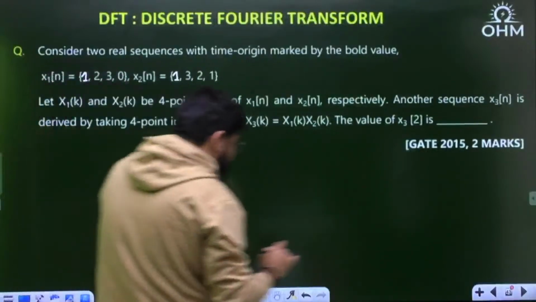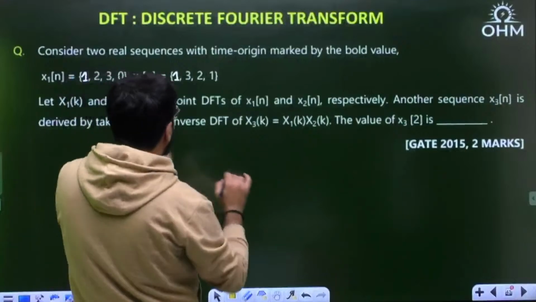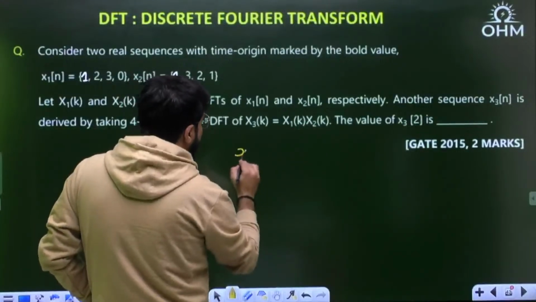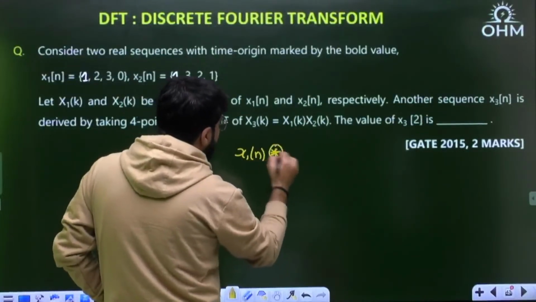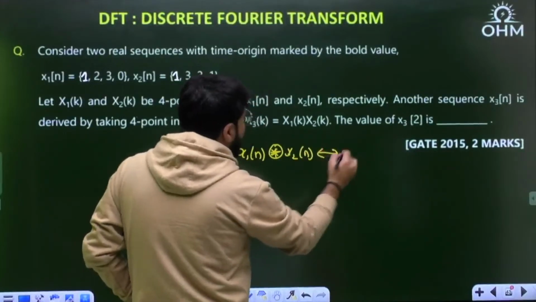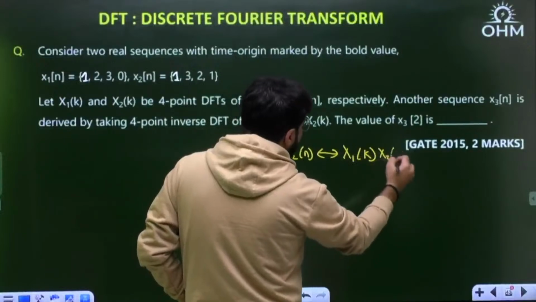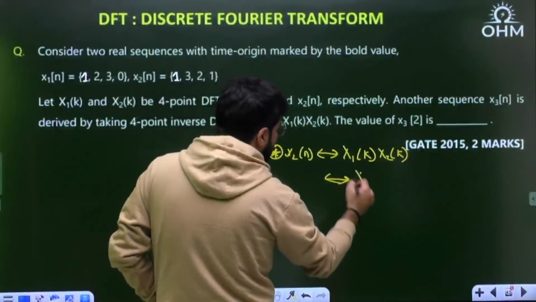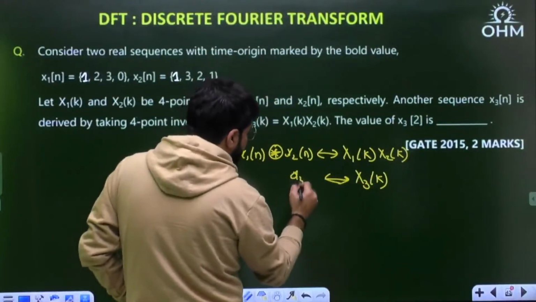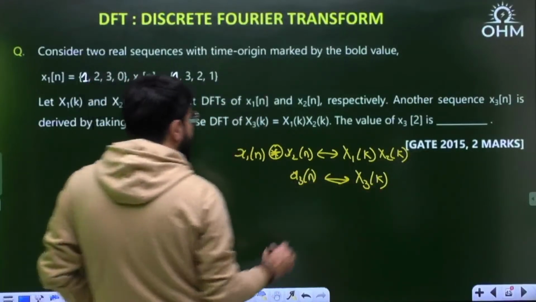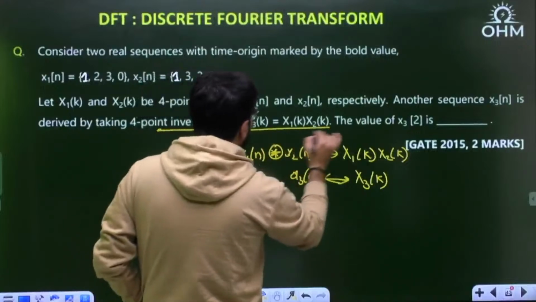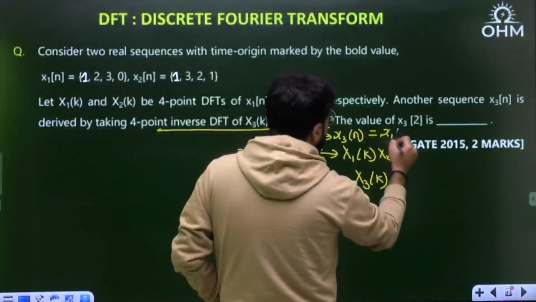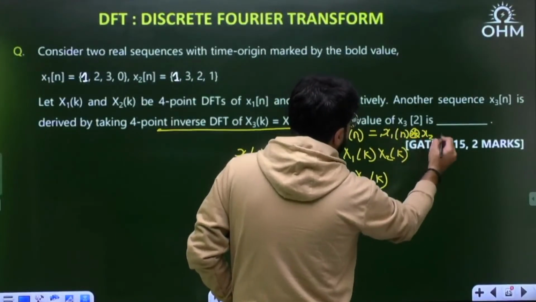So what is this? The IDFT of this signal x3k. When these two are multiplied, that will only happen when there is convolution in time. x1n circular convolution x2n will have the DFT x1k multiplied by x2k. So what is the IDFT of this one? If this is x3k, then this signal is x3n. The inverse DFT of x3k is some signal x3n. What is that x3n? The circular convolution of x1 and x2.